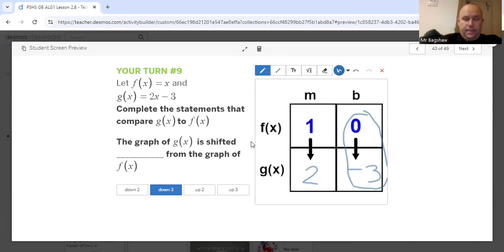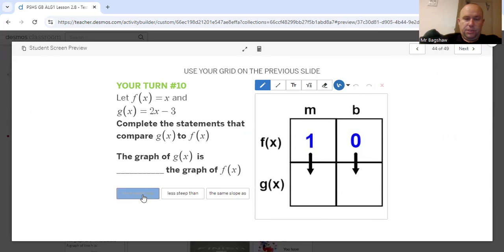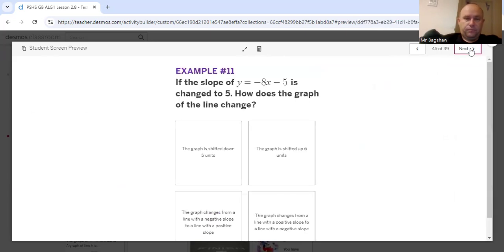Same one. The next one's talking about steepness. So I'm going from 1 to 2. As 2 is bigger than 1, that means that it is more steep, and you could easily check your answer by typing it in like I did earlier.